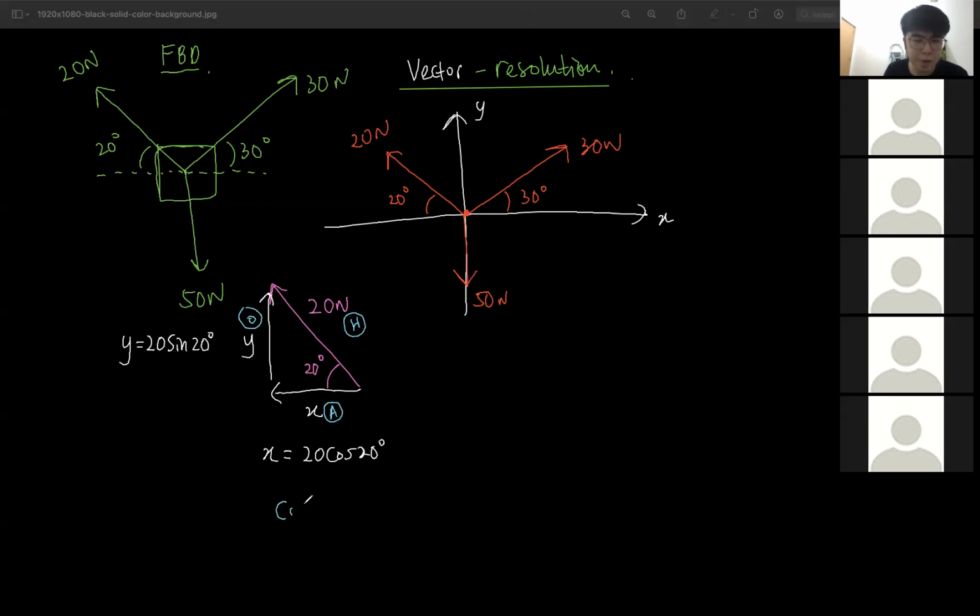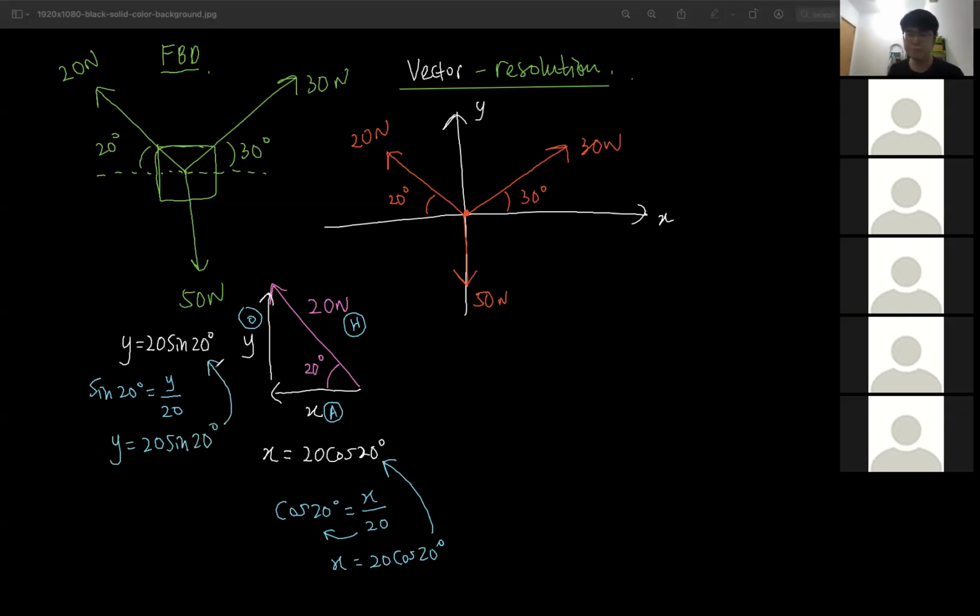Okay, so your cos 20 would be equals to x over 20. You move this, then you get x equals to 20 cos 20. Same as this one. Okay, this one you use sine, right? Sine 20 equals to O over 20. So y equals to 20 sine 20.